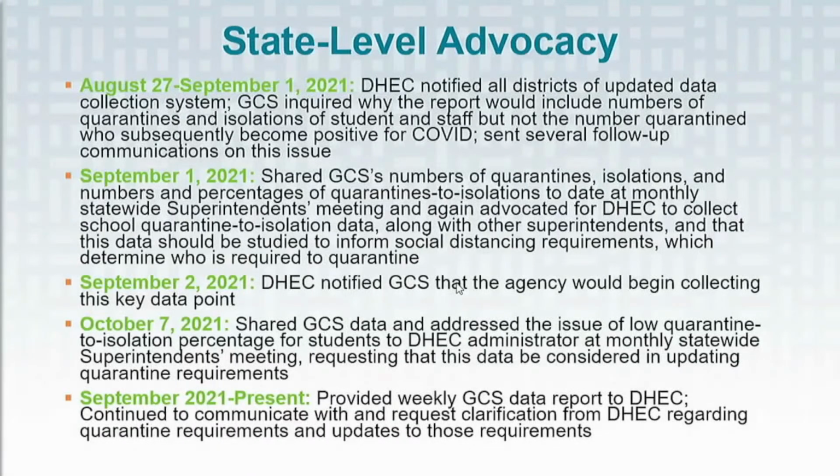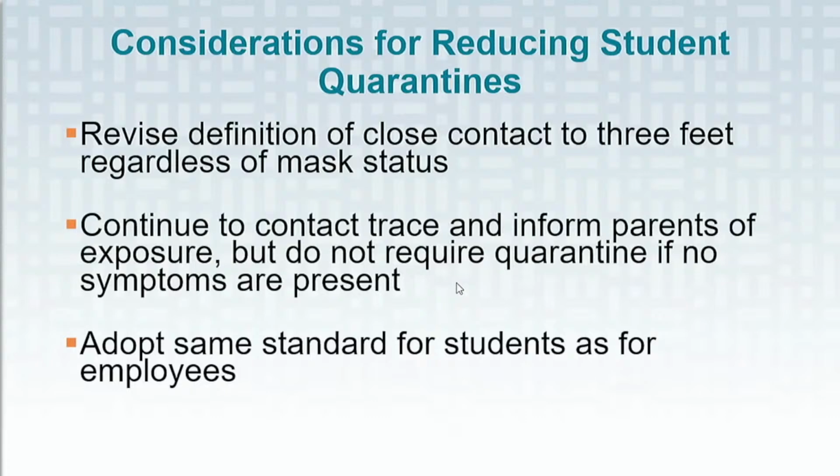All right, so what have we perhaps posed to them? What would we look at there? They could revise the definition of close contact to go back to 3 feet, regardless of mask status, instead of 6 feet. They started the year at 3 feet, then they went back to 6 feet. Or continue to contact trace and inform parents of an exposure. I think that's something a parent would want to know.